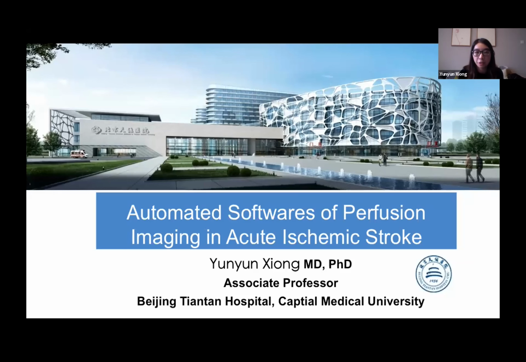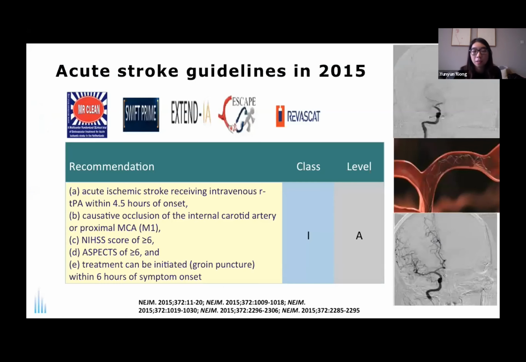For this presentation, I would like to share my experience from the doctor's view of using automated software in clinical practice. My topic today is the automated software of perfusion imaging in acute ischemic stroke. So let's move to the stroke area.